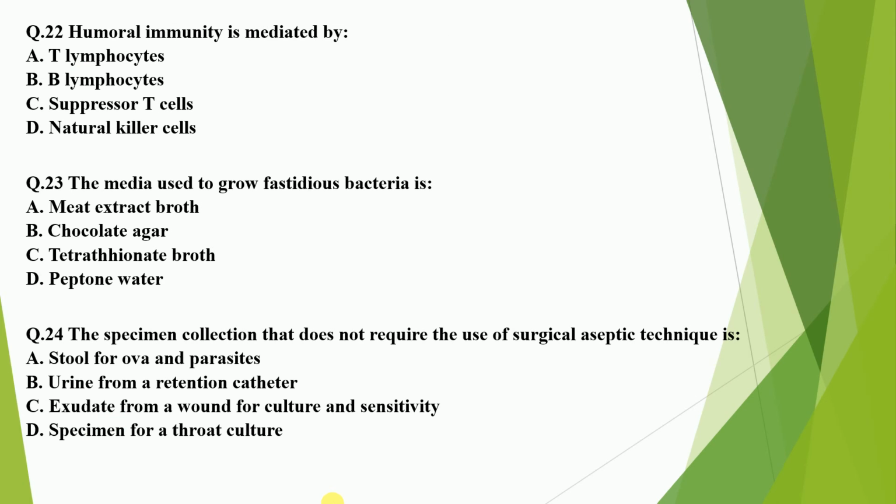Next question. Humoral immunity is mediated by: option A, T lymphocytes; option B, B lymphocytes; option C, suppressor T cells; option D, natural killer cell. Correct answer is option B, B lymphocytes.